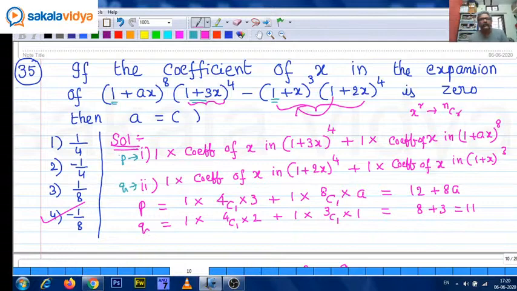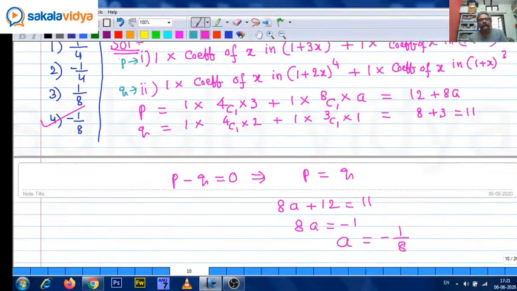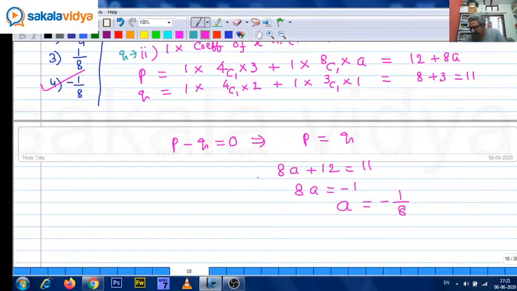Understood now? Here I have written 4c1, but actually not x, here we have 3 is there. So 3 needs to be written. Plus 1 multiplied by 8c1, here a is there, a I have written. This is 12 plus 8a. In a similar manner q. So p minus q is equal to 0 we have. So p is equal to q.